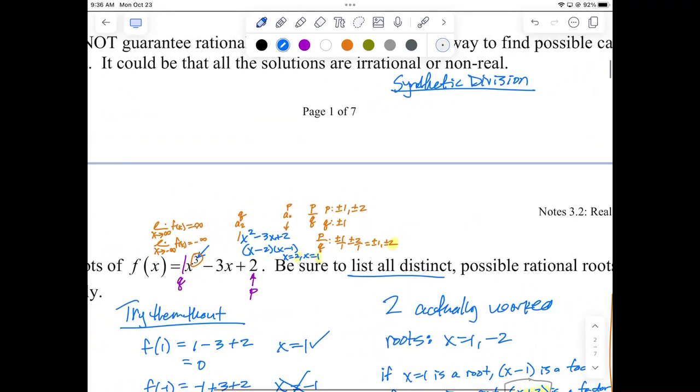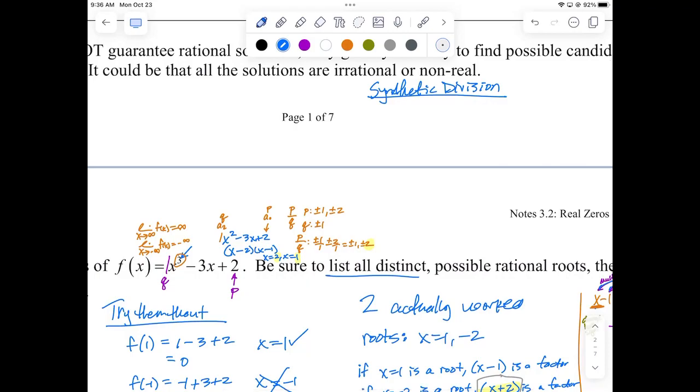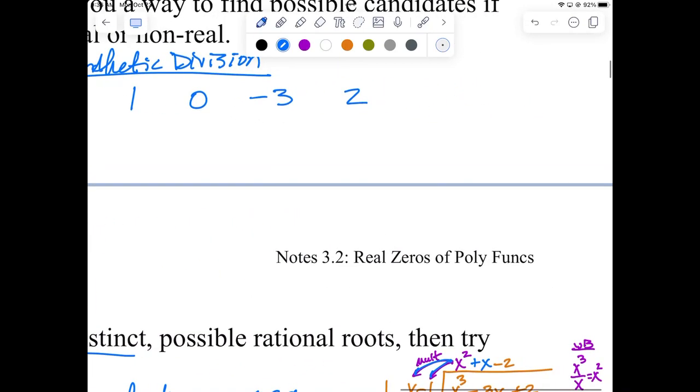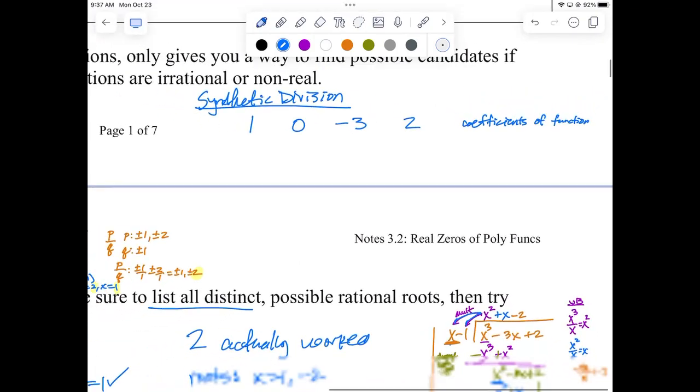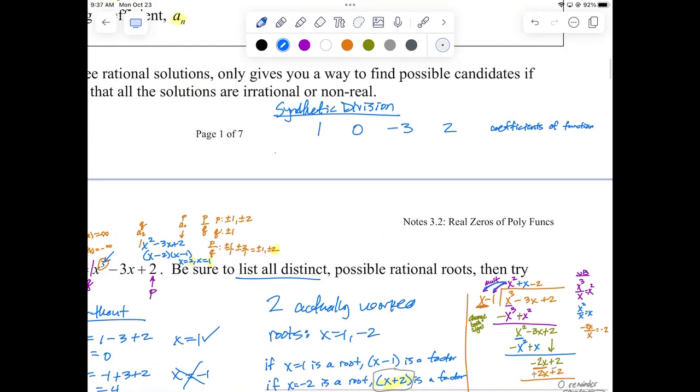Here's what you do. You first write out the coefficients of your dividend, and you need a placeholder. So you get 1 for x cubed, 0 for x squared, negative 3 for x, and 2. These are only the coefficients of your function. Now leave a space underneath for another row and put a box out front and a box on the back end. This we know is going to be 0.